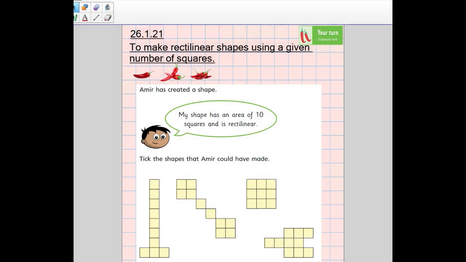This question is suitable for chili 1, 2 and 3. Amir has created a shape. He says, my shape has an area of 10 squares and is rectilinear. Tick the shapes that Amir could have made. Think about those rules we talked about when Tiny was having a go. Pause the video and have a go now.